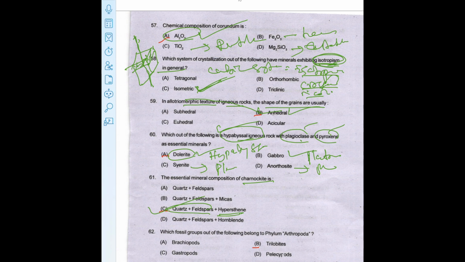Which fossil group out of the following belongs to phylum Arthropoda? Arthropoda is represented by trilobites. Brachiopods, phylum Brachiopoda. Pelecypods, gastropods, they belong to phylum Mollusca. So this is phylum Arthropoda. Which out of the following is the thickness of the lamination of sedimentary rocks? For lamination, it should be less than 1 cm thick. So this is the correct answer.